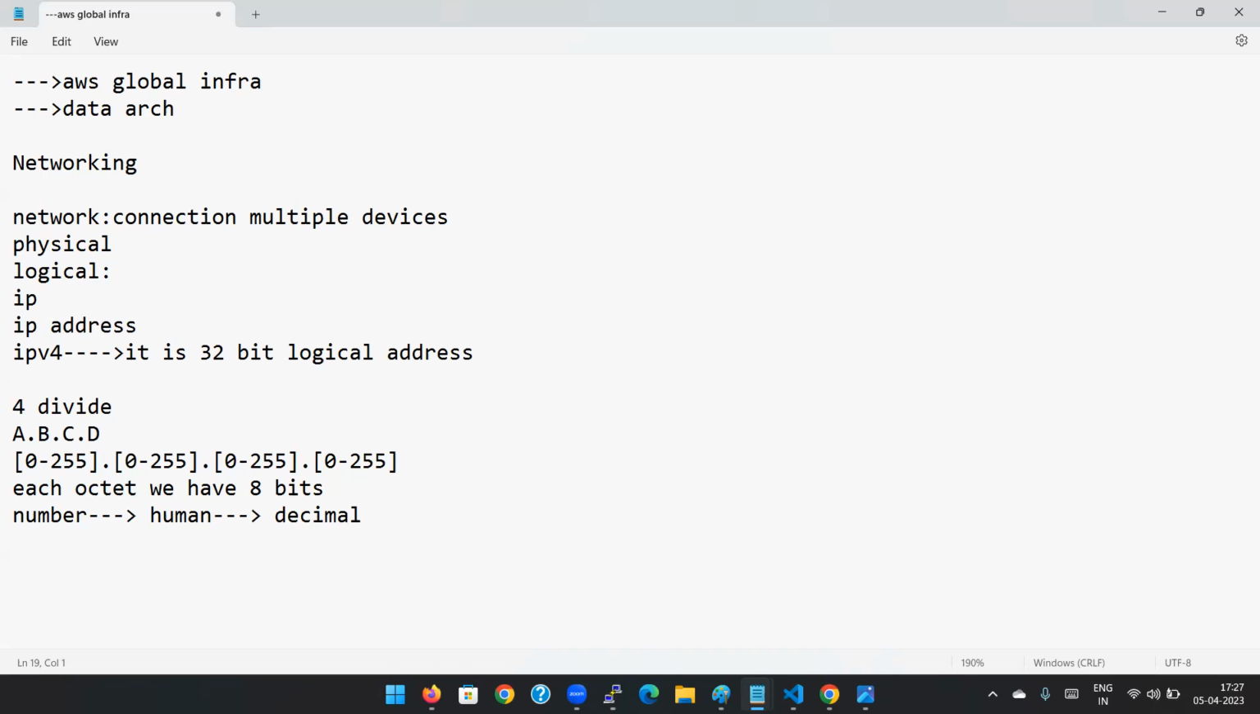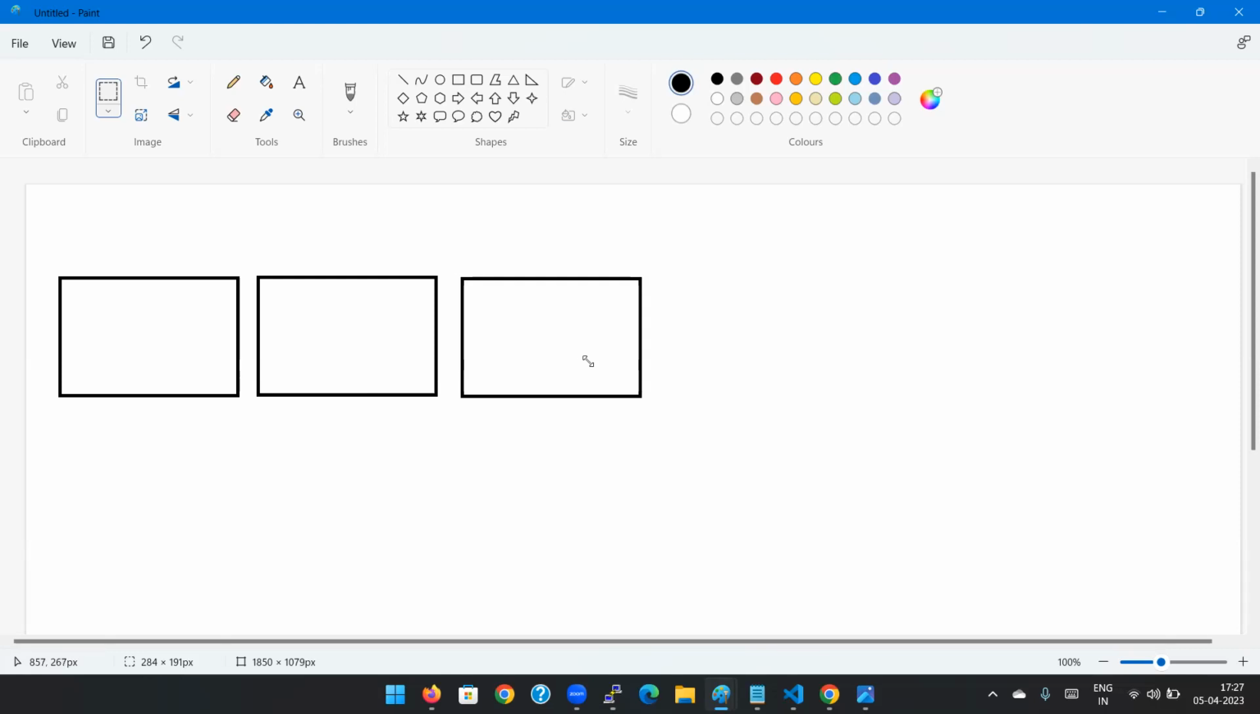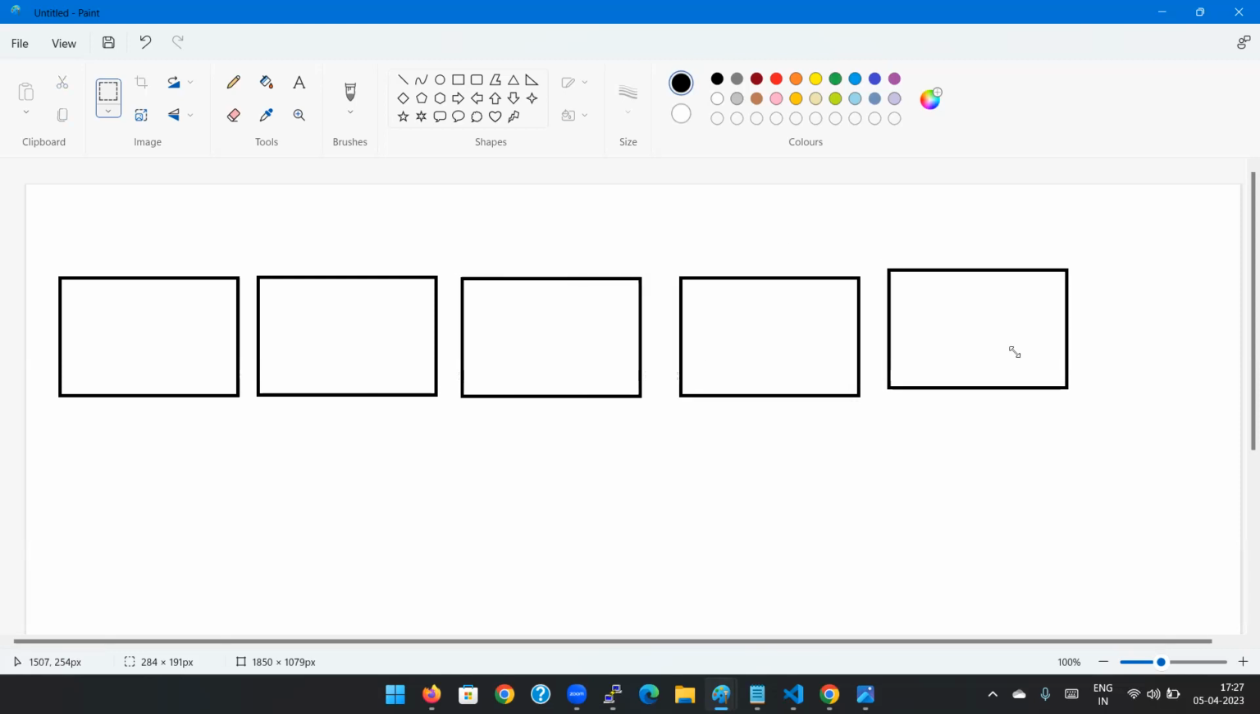Now, as you can see, my computer is assigned an IP address, right? In a company, there are so many computers, not a single one. We will have multiple computers. When we are having multiple computers like this, each and every computer will be equipped with, or given, an IP address.